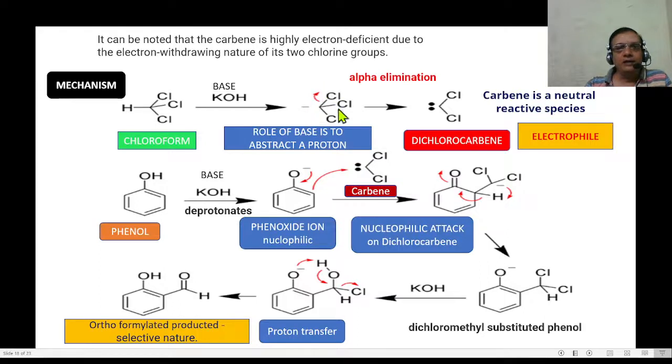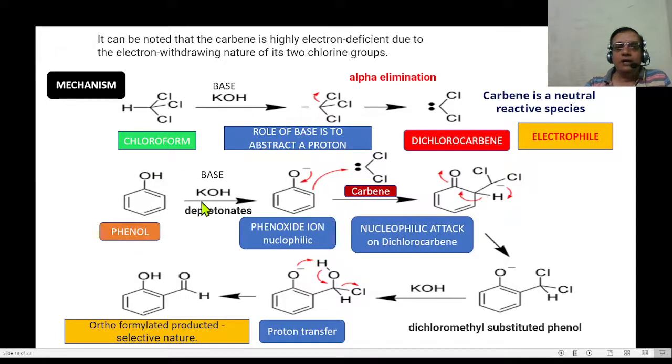deprotonated carbanion. Our chloroform is deprotonated to form the chloroform carbanion here. This chloroform carbanion, on alpha elimination, leads to the formation of dichlorocarbene. Dichlorocarbene is a neutral species in nature and acts as an electrophile, so this particular Reimer Tiemann reaction is called an electrophilic substitution reaction. Now, this is happening in the reagent. This is happening in the substrate. The substrate is our phenol.